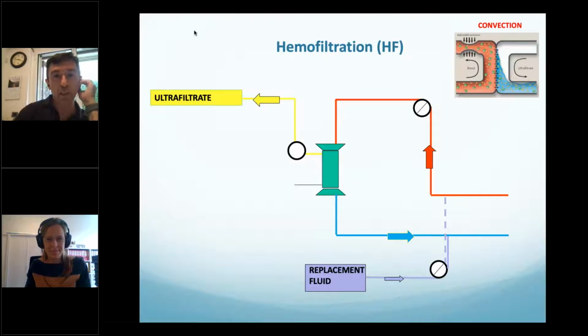Convection is used in hemofiltration, which consists in a standard extracorporeal circuit, but we do not have any dialysate flow. What we have is the pressure applied across the membrane, which generates an ultrafiltration. And the ultrafiltration means always water plus solutes. And the ultrafiltrate is substituted by replacement fluid infused either pre-filter or post-filter.